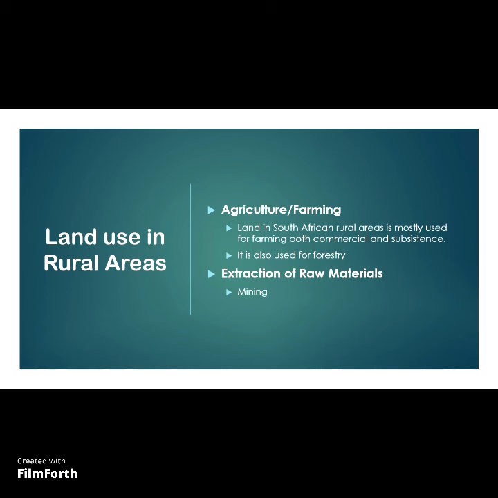Commercial farming can be divided into two: stock farming and crop farming. Stock farming refers to growing animals, for example cattle, which produces beef, chicken, which produces chicken, sheep, which produces mutton, pigs produces pork. And crop farming is growing maize, wheat, fruit, and all other vegetables.